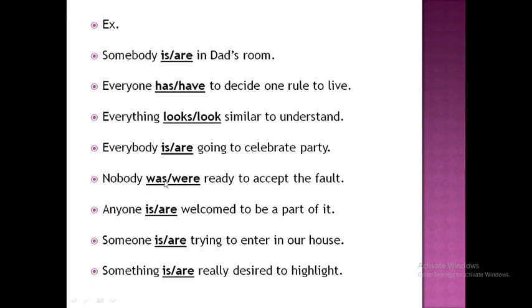Nobody was ready to accept the fault. Anyone is welcome to be a part of it. Someone is trying to enter the house, and something is really desired to highlight. If I'm not wrong, all of you can understand, only a few words are used at the place of subject, and no other noun is used except these: somebody, everyone, everything, everybody, nobody, anyone, someone, and something.